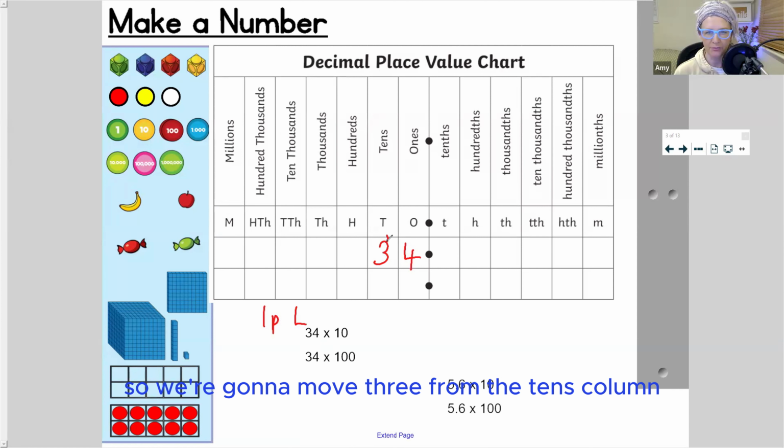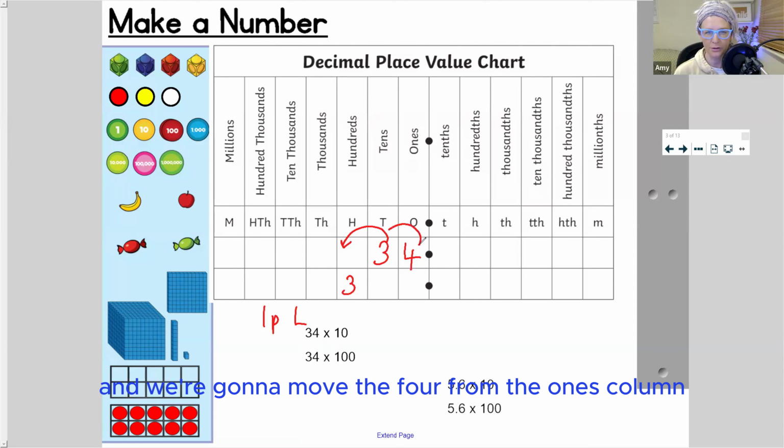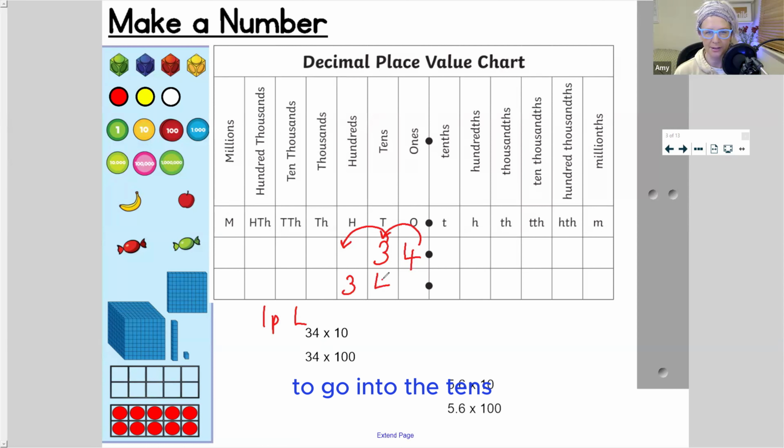Now to multiply it by 10, all we do is we move the digits one place to the left. So we're going to move the 3 from the tens column to go into the hundreds, and we're going to move the 4 from the ones column to go into the tens. And then because we're multiplying by 10, we've got a 1 0 here, so we're going to add on a 0 there. So the answer is 340.